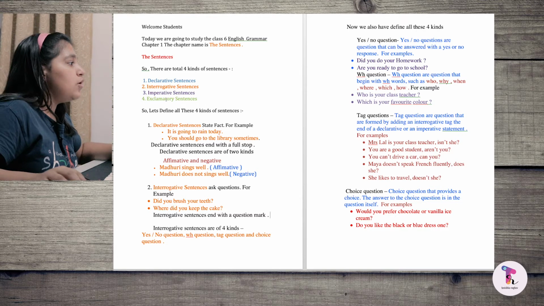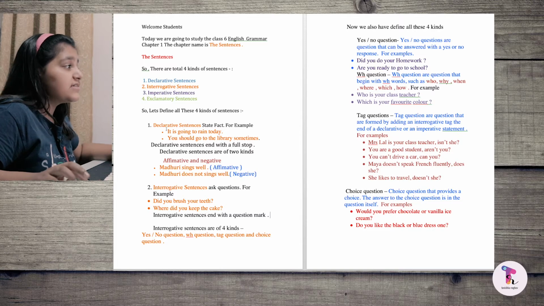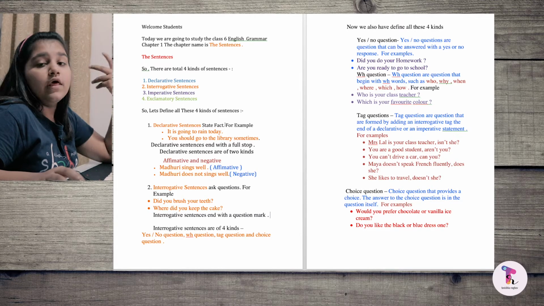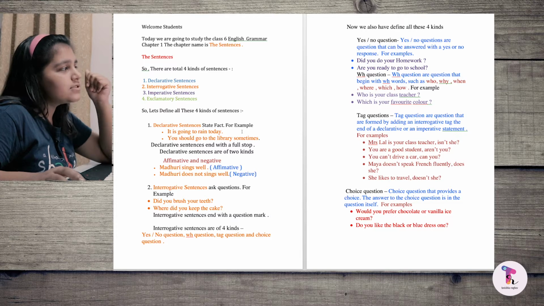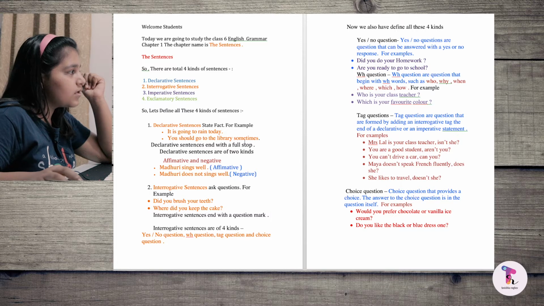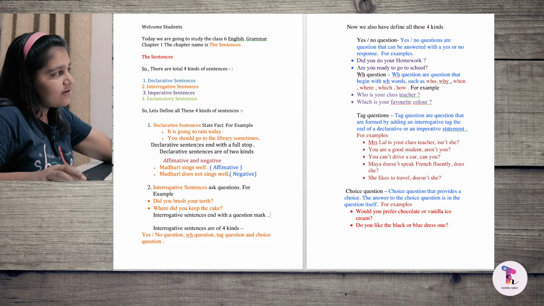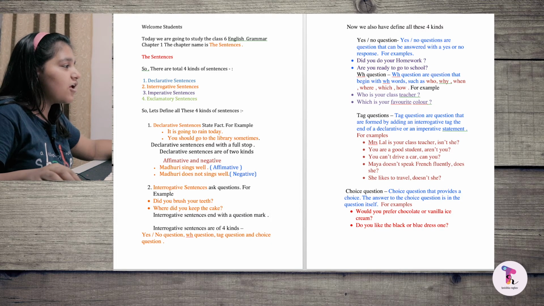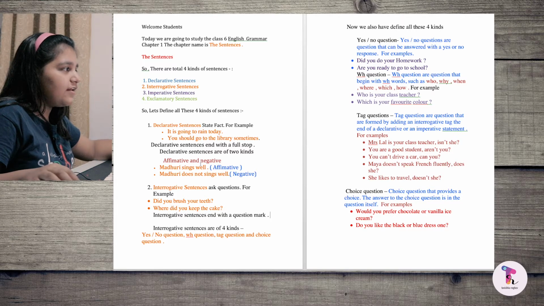Okay, so first is declarative sentences. Declarative sentences state facts. Let's take 2 examples. For example, it is going to rain today. You should go to the library sometimes. Next, declarative sentences end with a full stop. Declarative sentences are of 2 types: affirmative and negative.